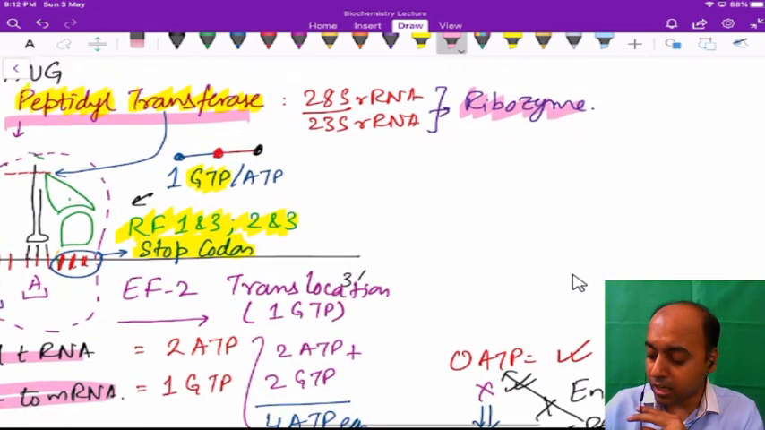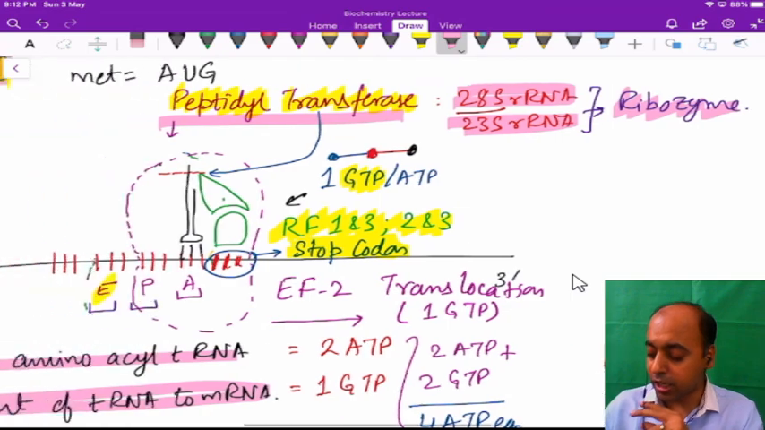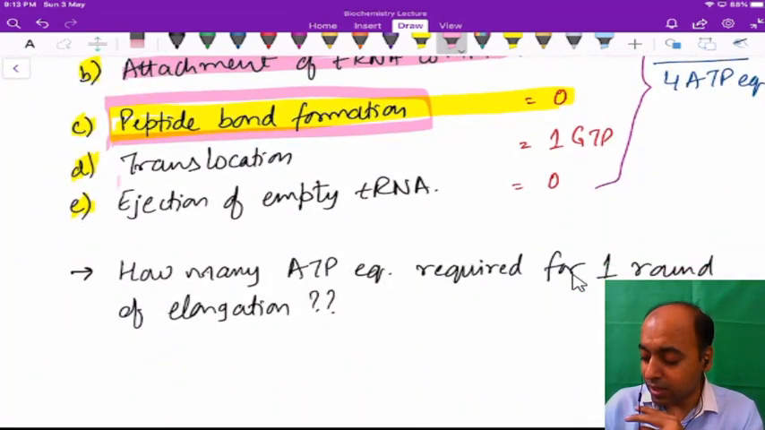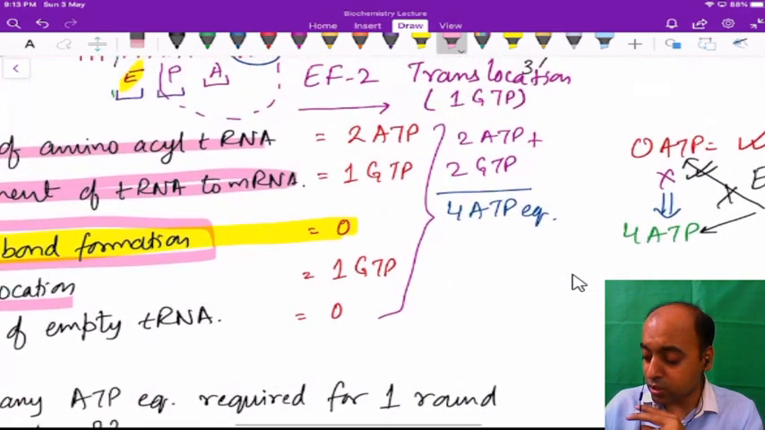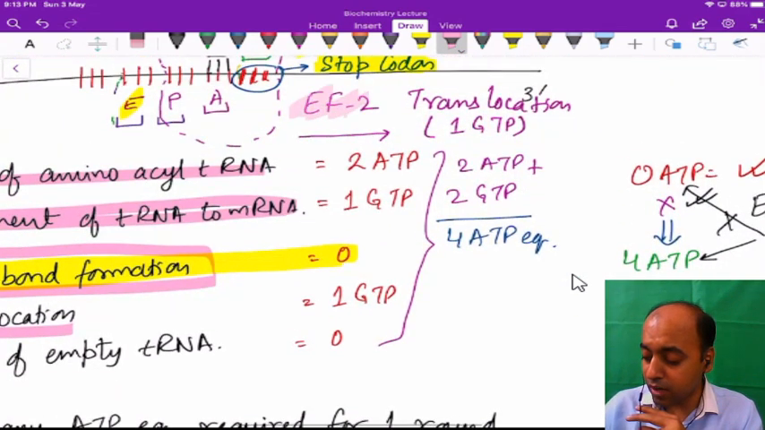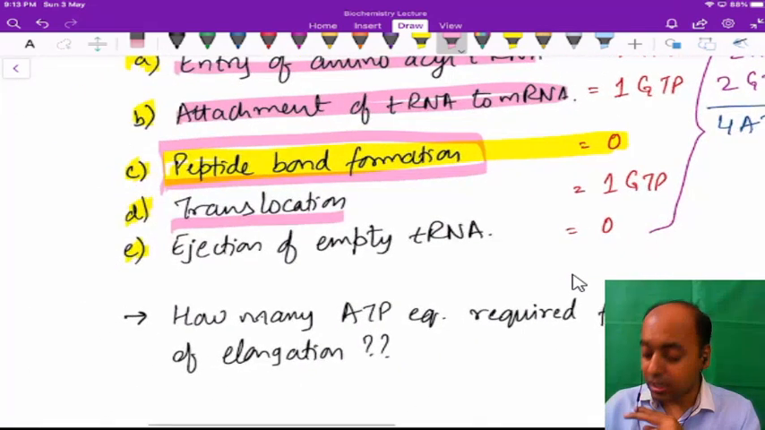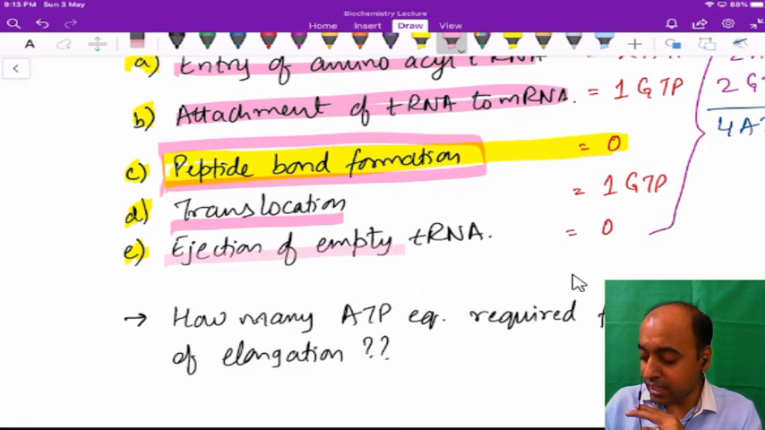The RNA is the 28S ribosomal RNA in eukaryotes, or the 23S ribosomal RNA in prokaryotes. That's step 3 of a round of elongation. And then we have the translocation, which is executed by elongation factor 2. Elongation factor 2 will execute the translocation, and finally we have the ejection of empty tRNA.